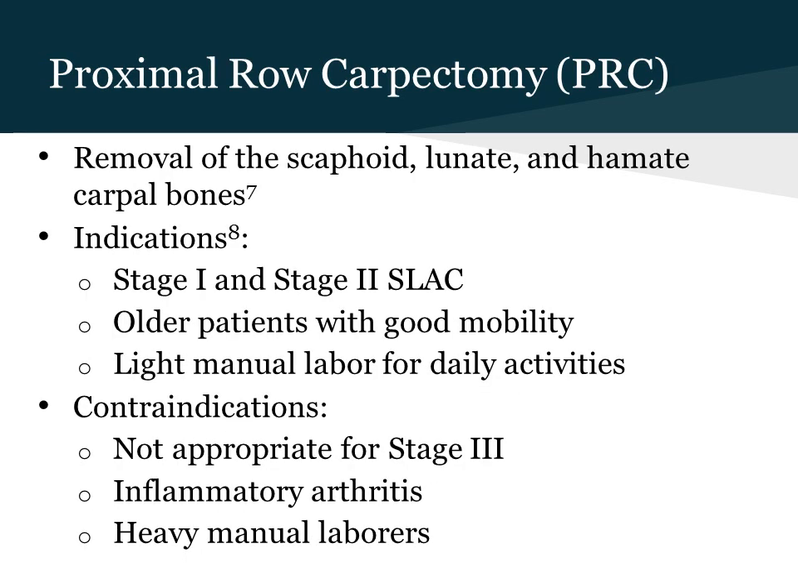Proximal row carpectomy is one of the 2 most common surgeries used for SLAC. As the name describes, the proximal row of carpal bones are removed, including the scaphoid, lunate, and triquetrum. It is indicated for patients with stage 1 and stage 2 SLAC, and for older patients who have good mobility and only have to perform light manual labor for daily activities. The surgery is contraindicated if the head of the capitate and lunate surface have large cartilage lesions, if the patient has inflammatory arthritis, or if they are heavy manual laborers.